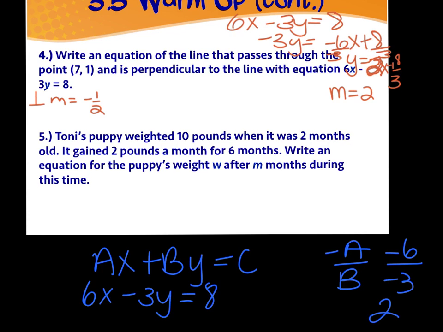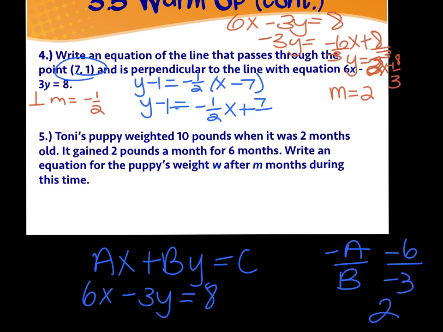All right, so now I've got the slope, and I've got a point here. So I'd get y minus y1, which is 1, equals -1/2 times x minus x1, which is 7. Distribute the -1/2 and then add the 1.